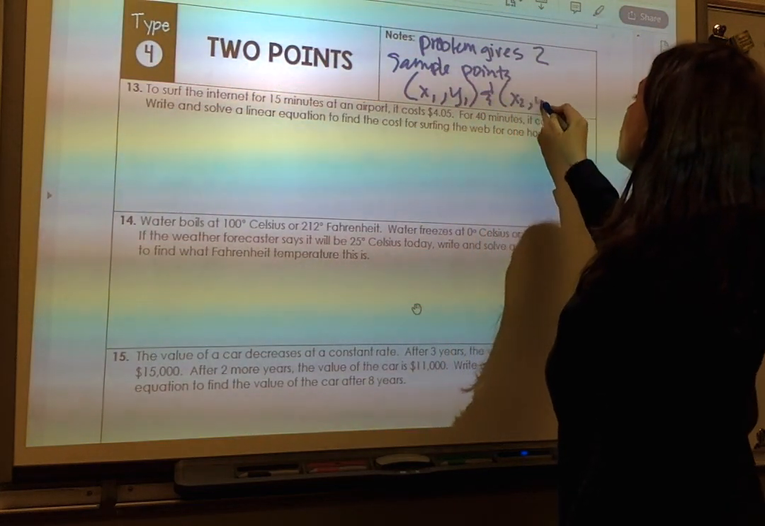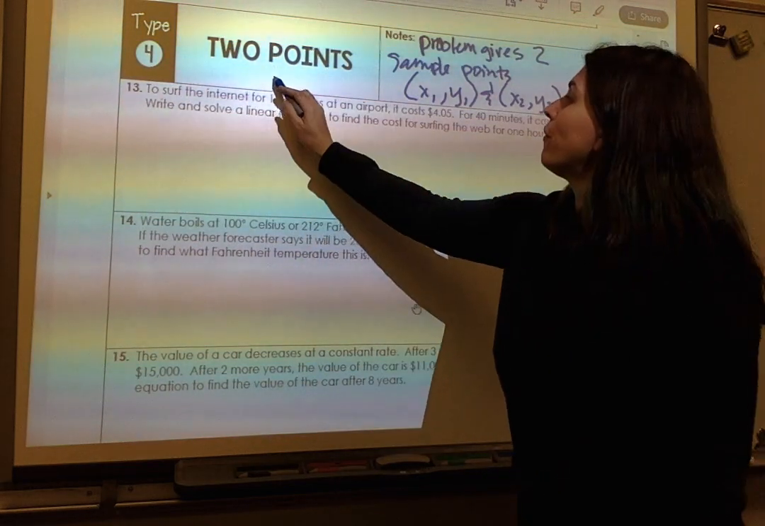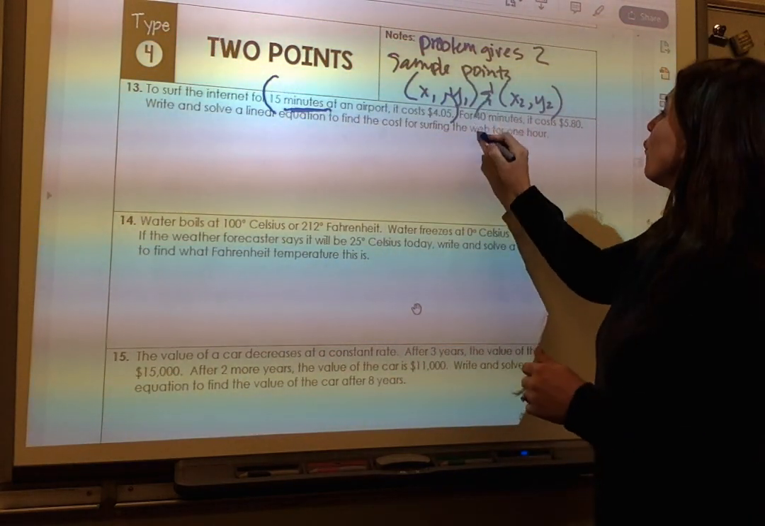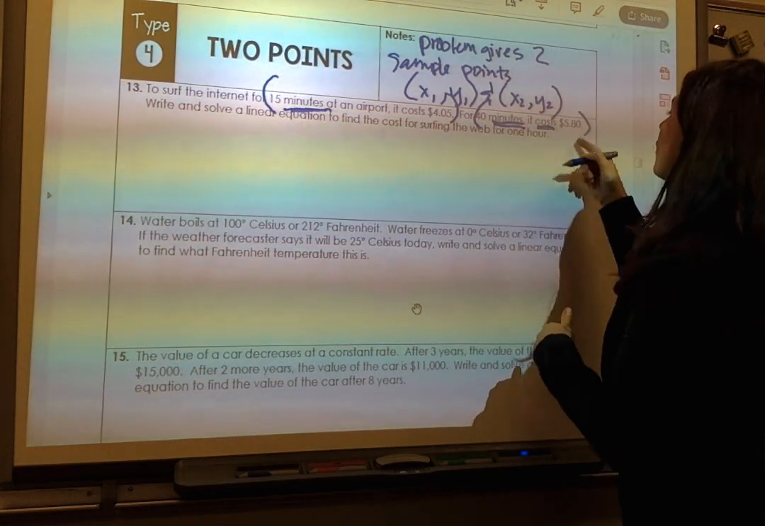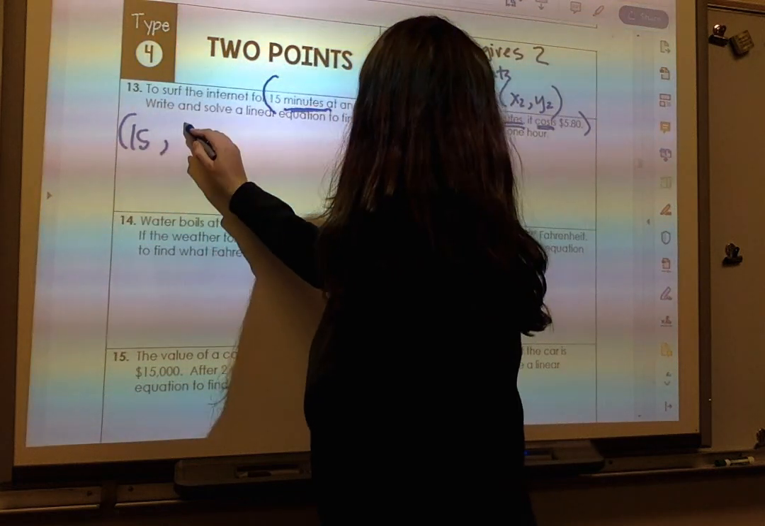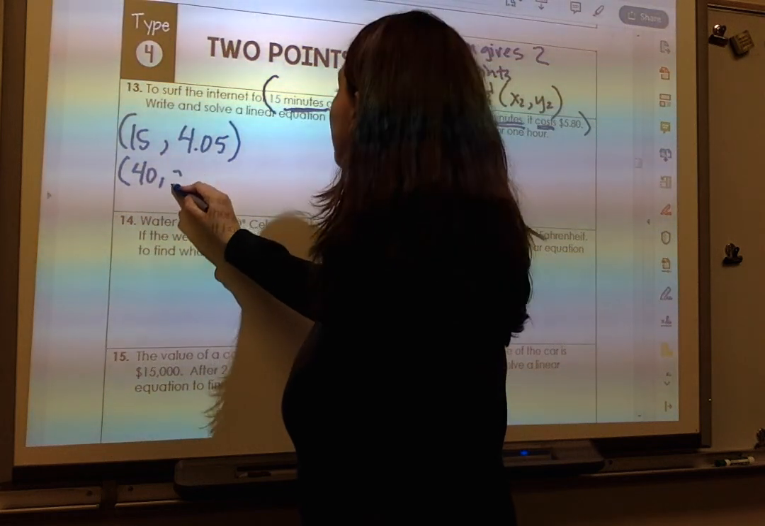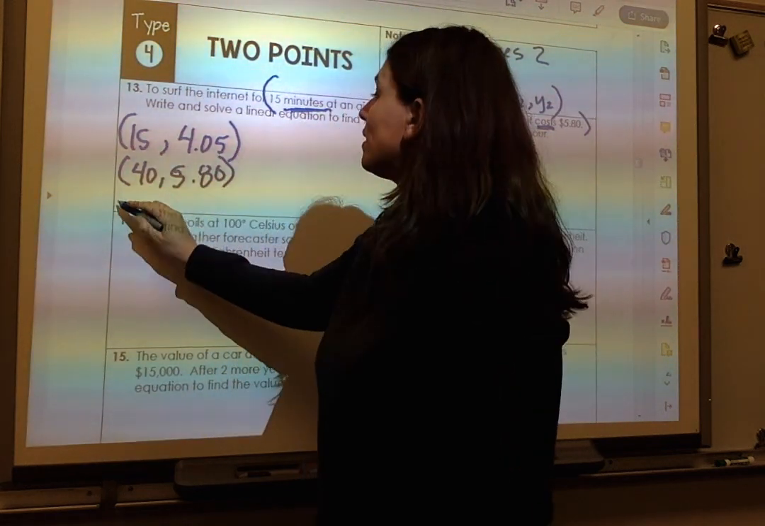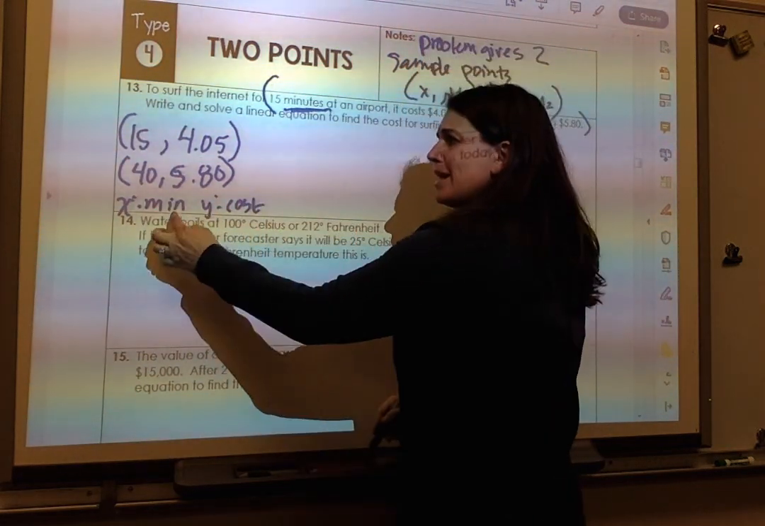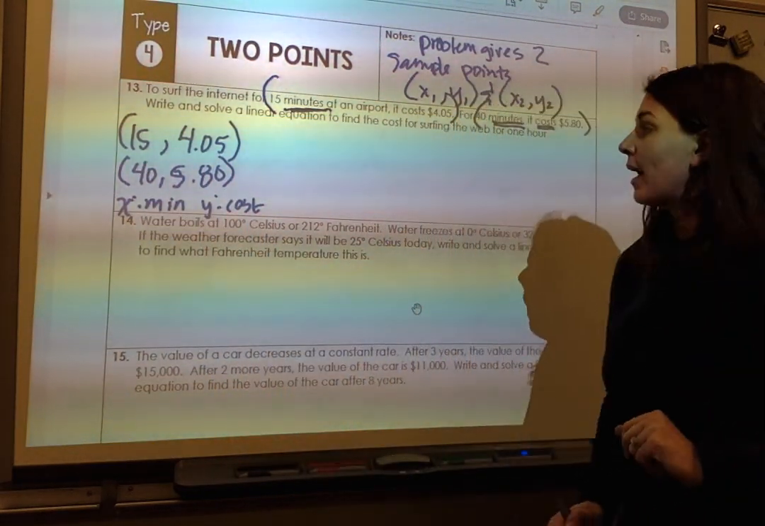And x2, y2. Right? So let's look at this. It says to surf the internet for 15 minutes at an airport, it costs $4.05. For 40 minutes, it costs $5.80. Bam, there's those 2 points. 15 minutes is $4.05. 40 minutes is $5.80. So what does X stand for here? X stands for minutes, Y stands for cost. How easy when it's in here that I can already identify X and Y axis.